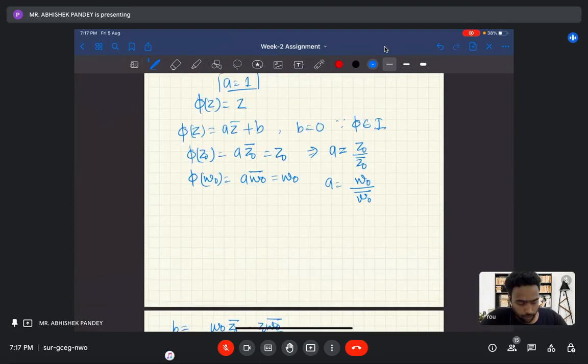So the thing is, now for different, here z naught is not equal to w naught. So for different choices of z naught and w naught, we will get different a, isn't it?